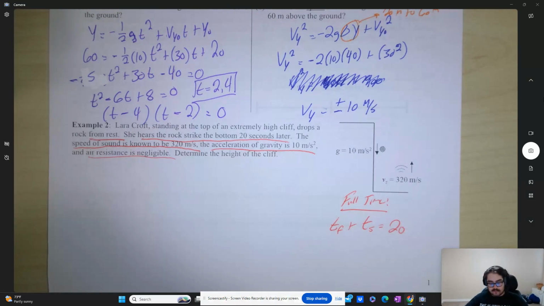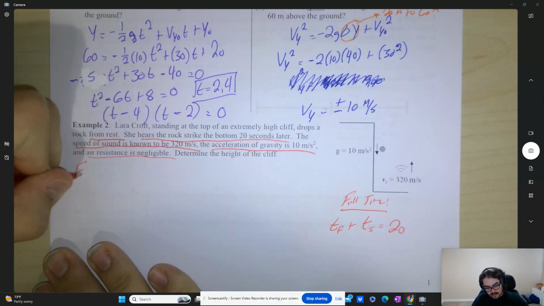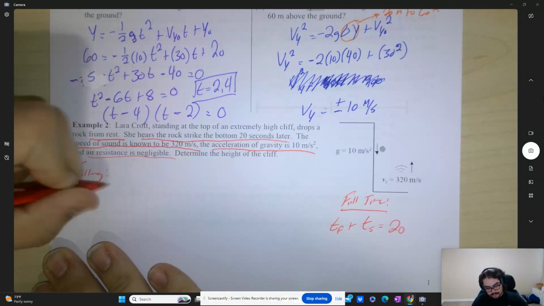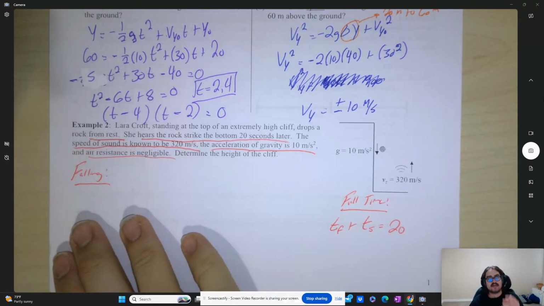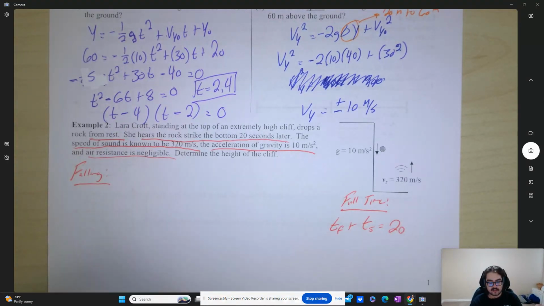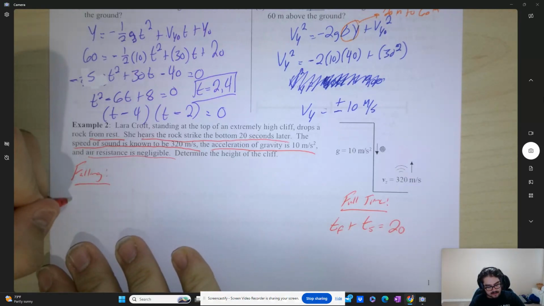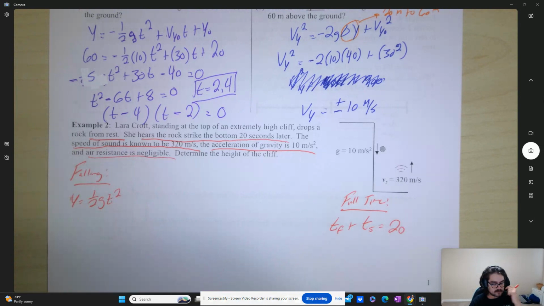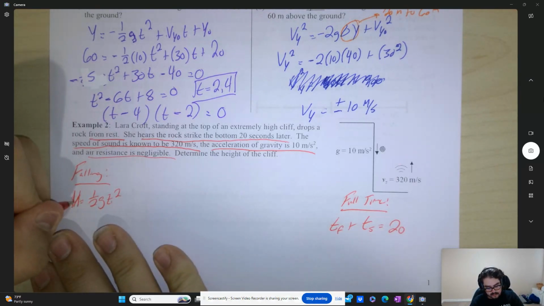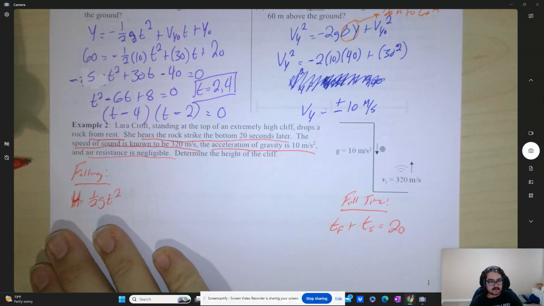Okay, so for the falling, for the time falling, I'm just going to use the basic free fall equation, which would be y equals 1/2 gt squared. And y is our height, and maybe instead of using y, I should use h, for height.